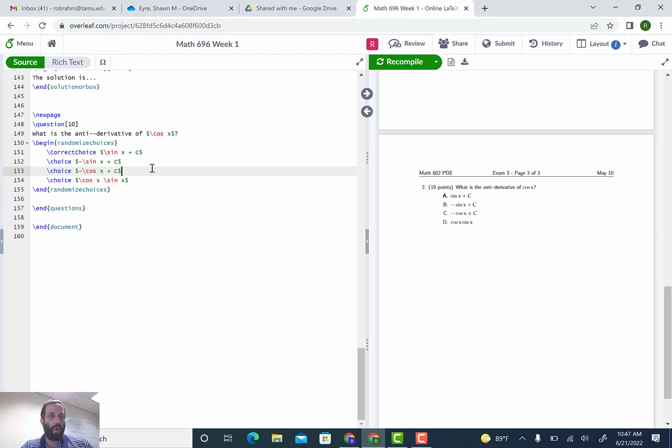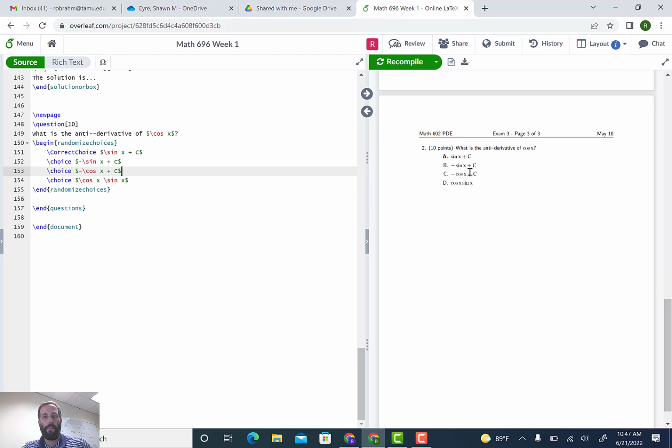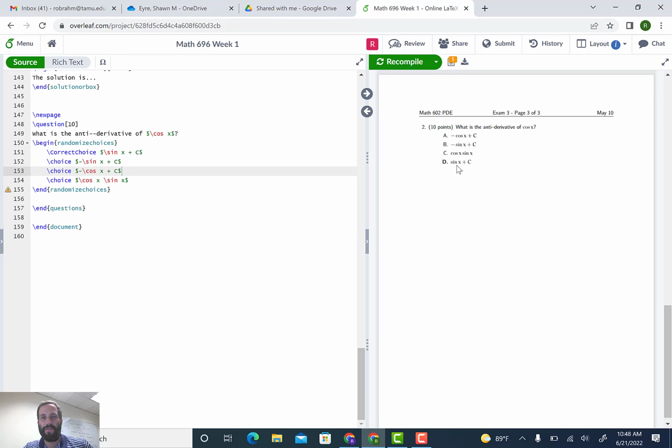Now what's going to happen when I compile this, if everything goes according to plan, is all of these answer choices are going to be there, but in a different order, and you'll be able to track it because the correct answer, the sine x plus C, will no longer be A. So now I recompile this, or I guess there's a 25% chance it'll still be A. When I recompile this, let's see what happens. And we get a different ordering.